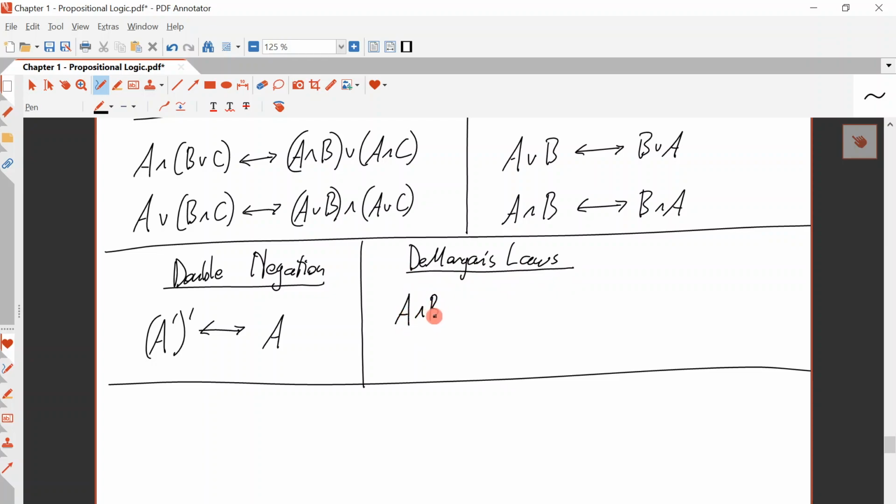A and B naught is logically equivalent to A naught or B naught. And A or B naught is logically equivalent to A naught and B naught. One of these is actually written into the English language.